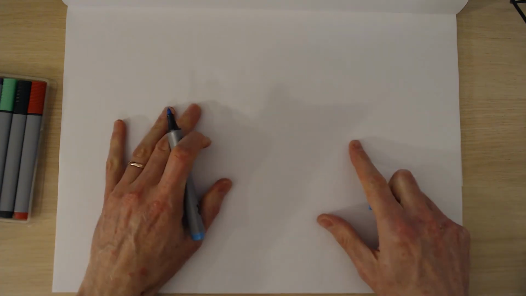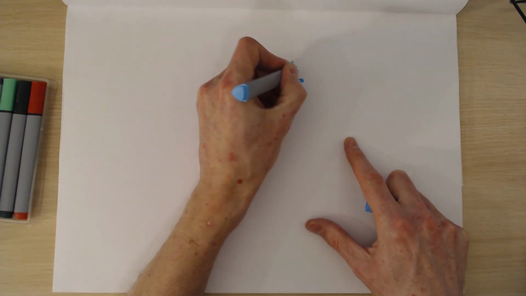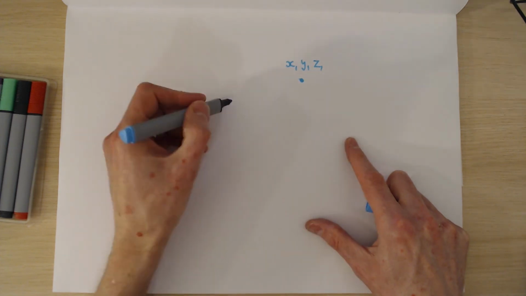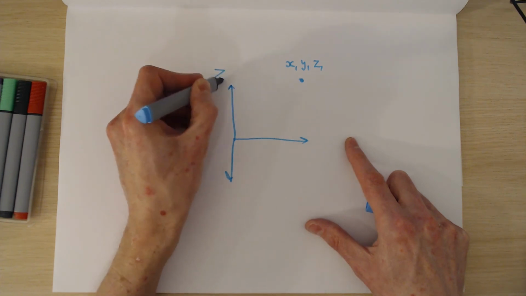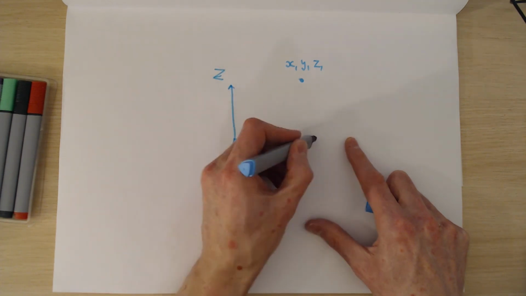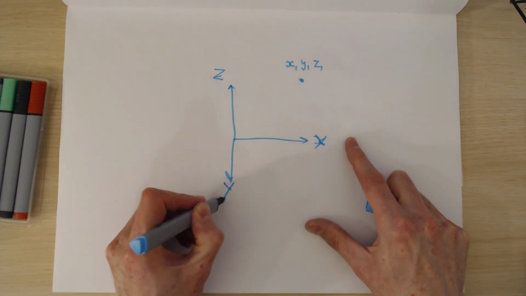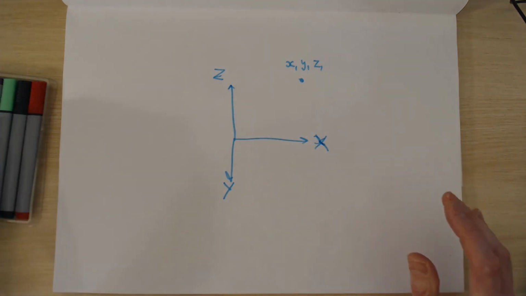Okay, so what's the problem we're actually trying to solve? Imagine we have a point in space here. Let's give it a name, x1, y1, z1. So here's some kind of axis. Z, X, big X, Y. Okay. Here's our point in space.